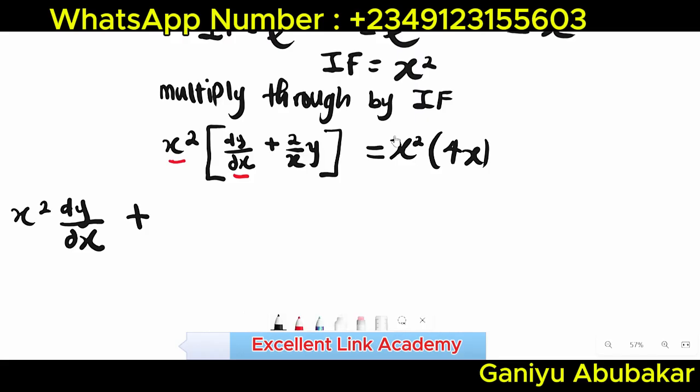Next task is to multiply this x squared with this 2 over x times y. That will give you x squared times 2 over x times y. Next, multiply this x squared by 4x. That gives you 4x cubed.